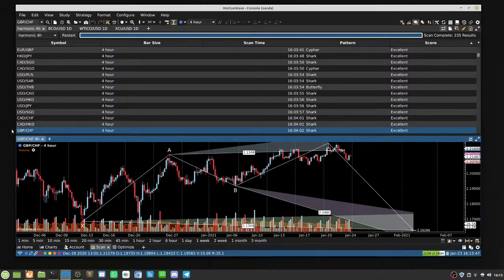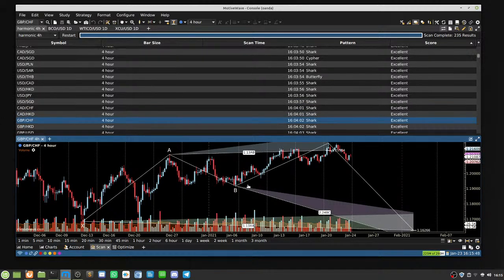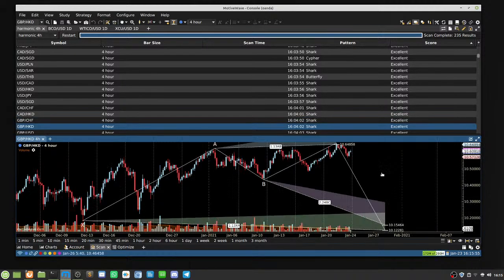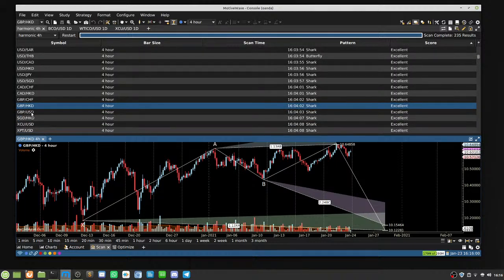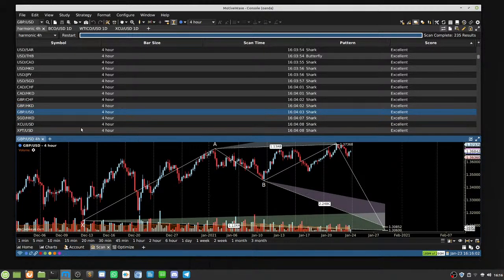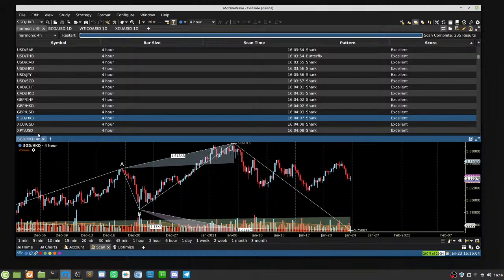We have a short now for the Swiss franc. You would think the Swiss franc would be a strong one as well. I'm not seeing that. The Japanese yen is where it's at. Hong Kong dollar, another short. Pound in the US dollar, another short. Singapore and Hong Kong dollar, these are the places not to be.